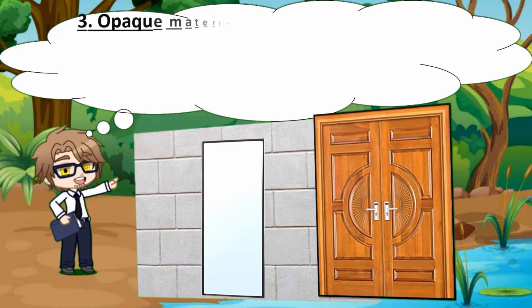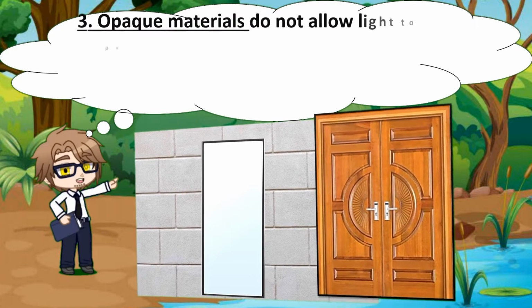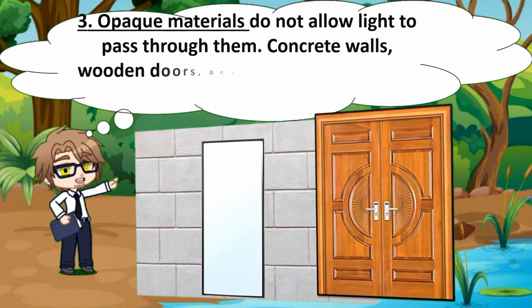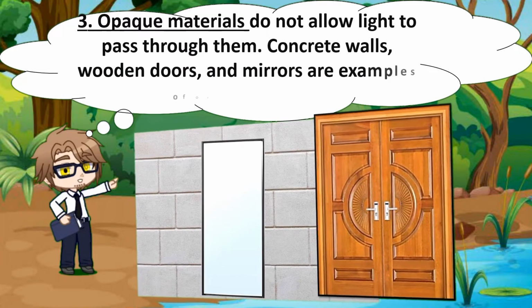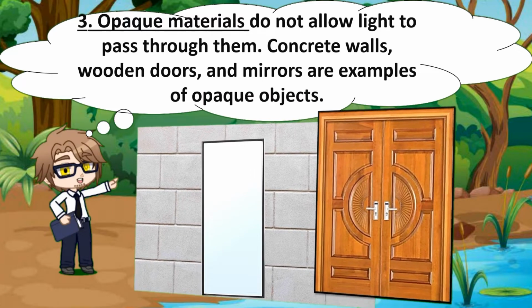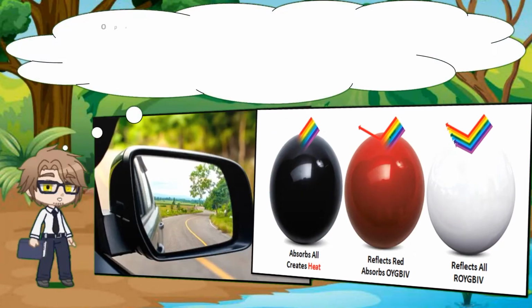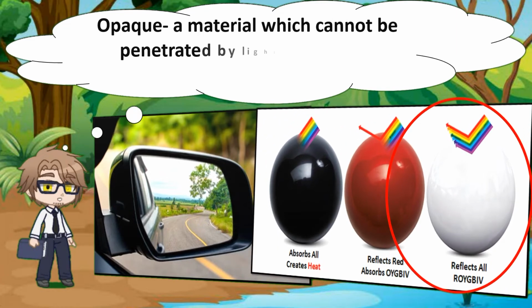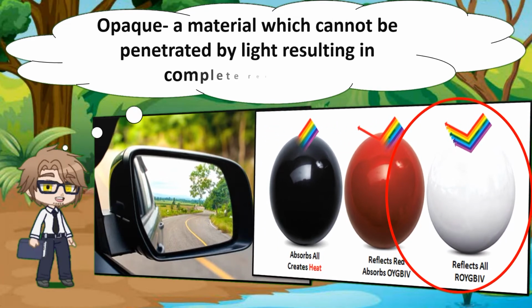3. Opaque materials do not allow light to pass through them. Concrete walls, wooden doors, and mirrors are examples of opaque materials. Opaque is a material which cannot be penetrated by light, resulting in complete reflection.